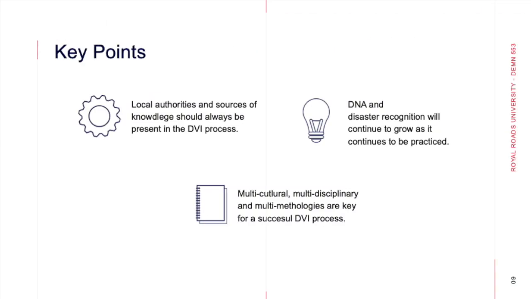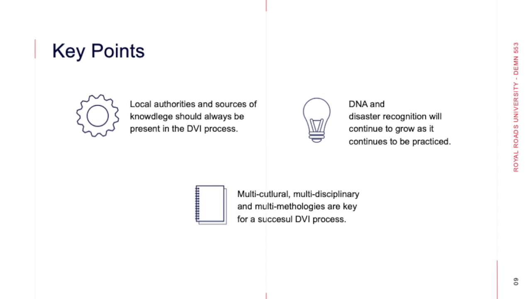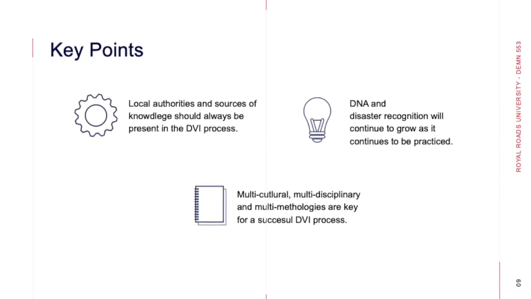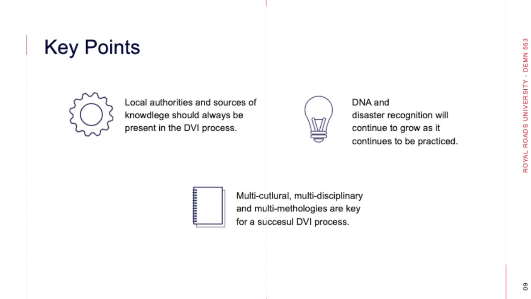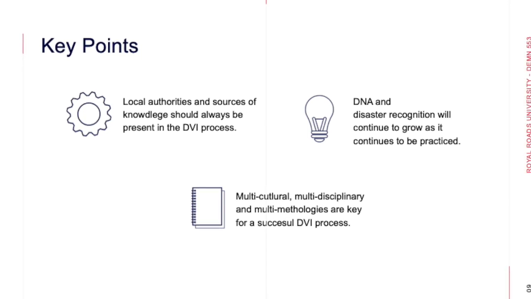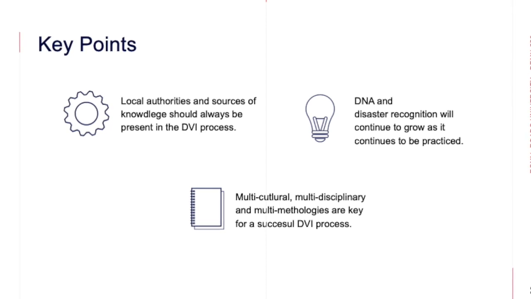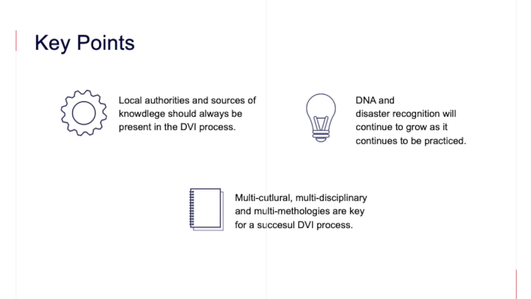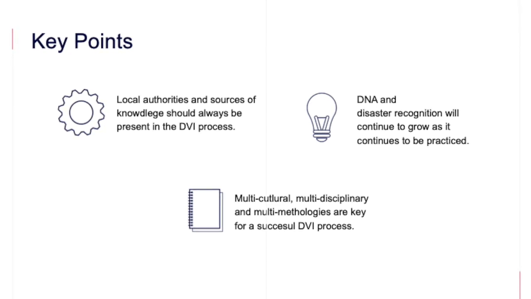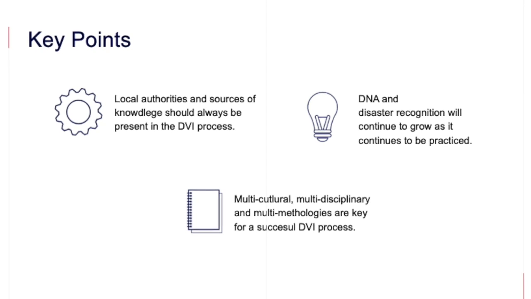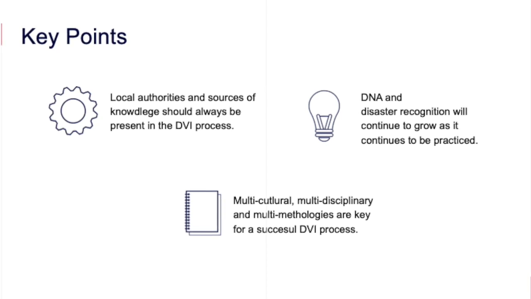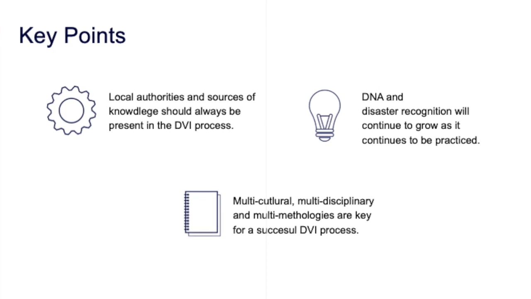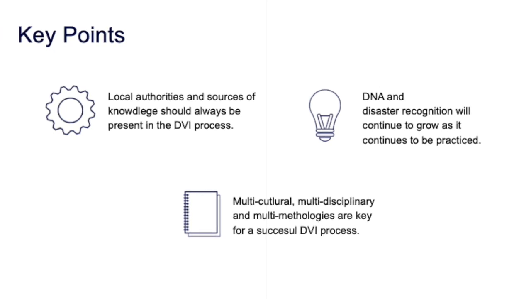Now let's go back to some key points that are important to remember. It is ideal when local authorities are working with foreign experts in order to have a more thorough and understanding DVI process. DNA technology and victim recognition technology will only continue to grow and improve to allow better and more accurate results, even for very damaged remains. As well, it is crucial that multicultural, multidisciplinary, and multi-methodological teams and processes are used for disaster victim identification.